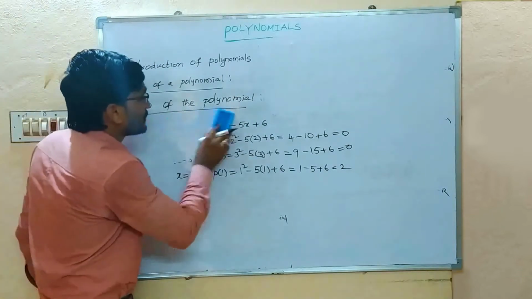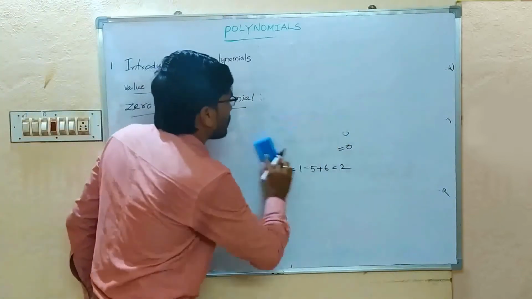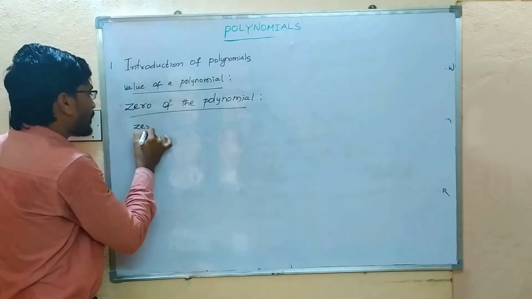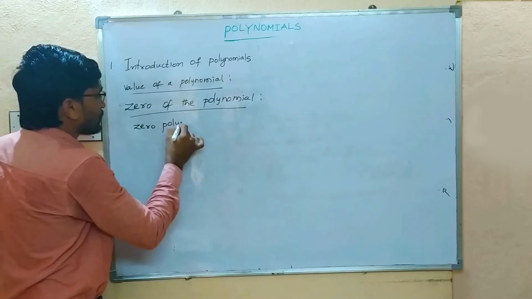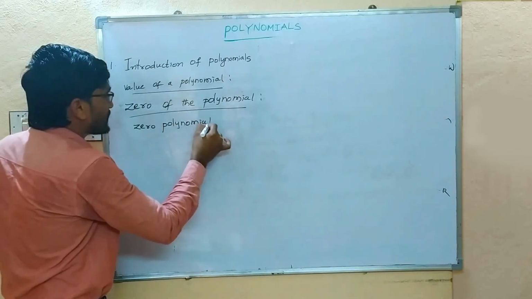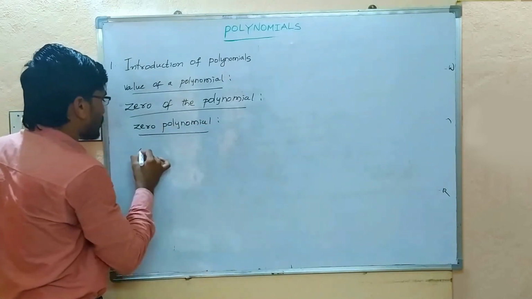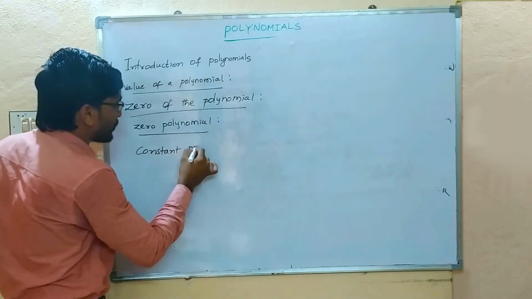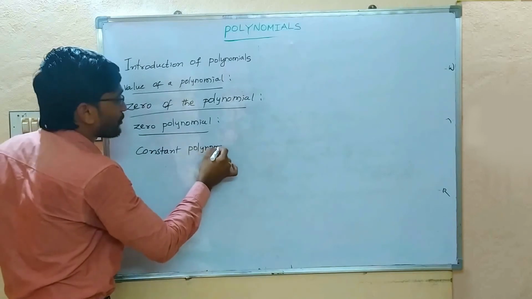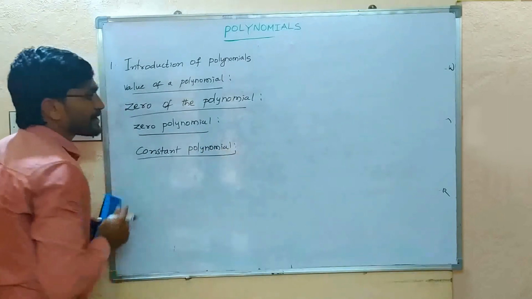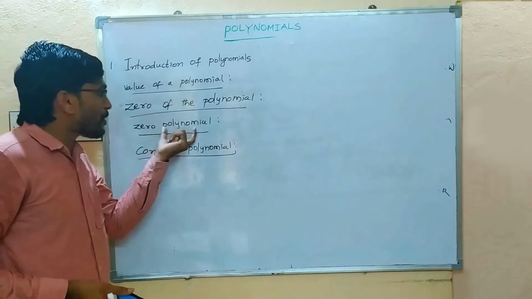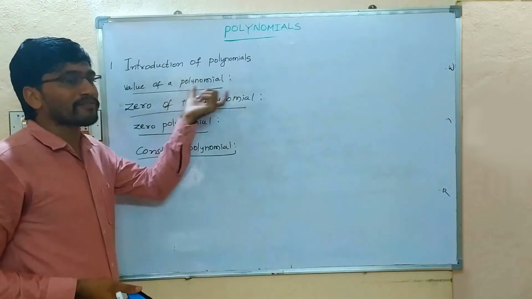So next, what is a zero polynomial? What is a zero polynomial and what is a constant polynomial? We have to discuss these two polynomial definitions. Then after that we can go for geometrical representation of a polynomial. So zero polynomial. Zero polynomial is different from zero of the polynomial.